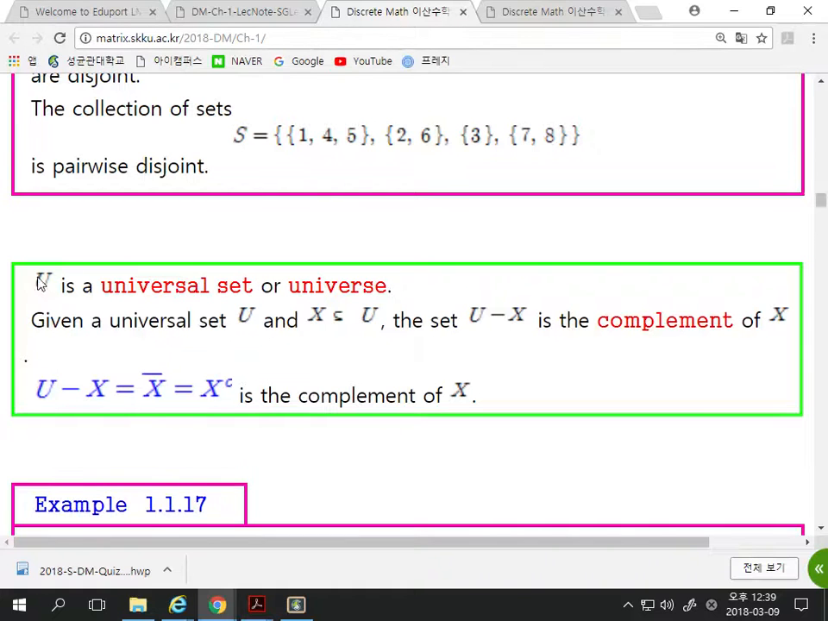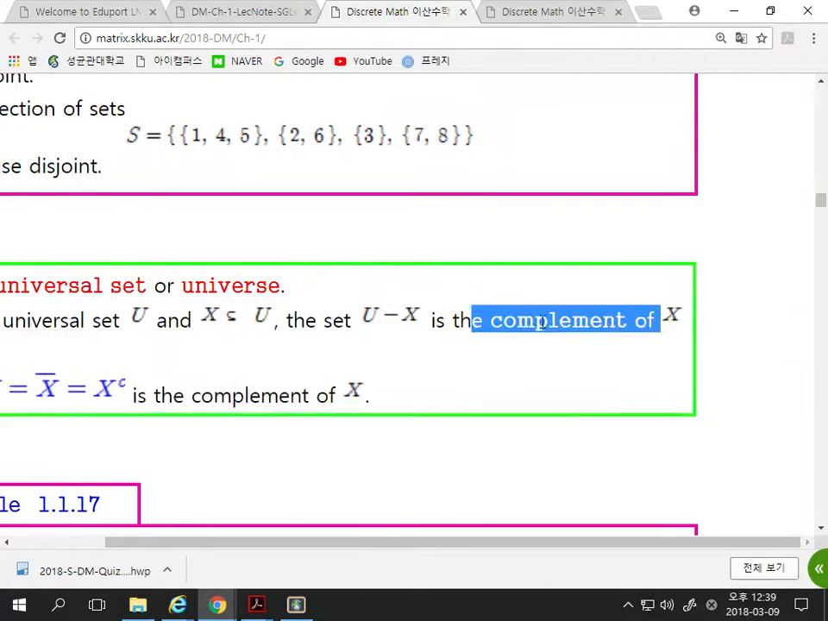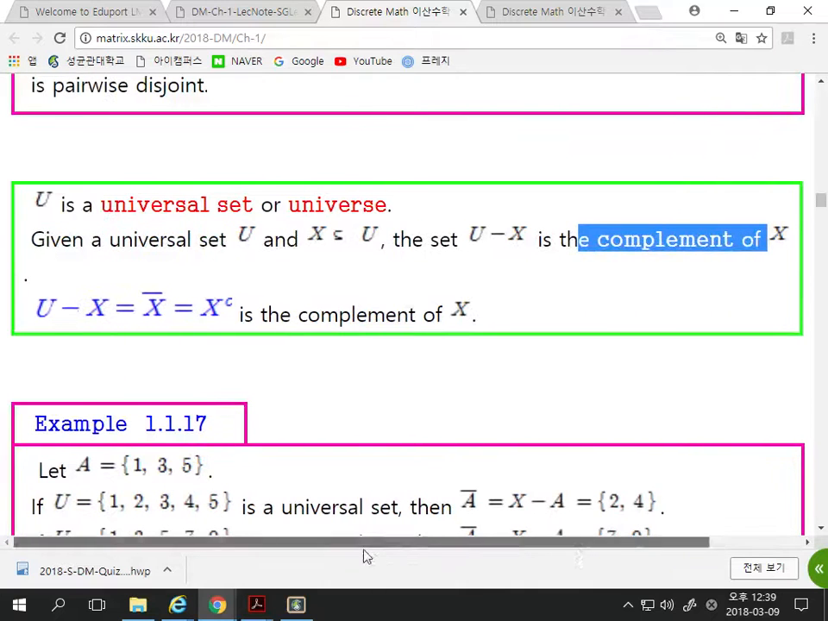And U, this notation U is used for universal set or universe. It's everything actually. Then given a universal set U and X is a subset of U, then the set U minus X is the complement of X. It's just the complement of X here. So U minus X can be written as X bar or X complement like this.